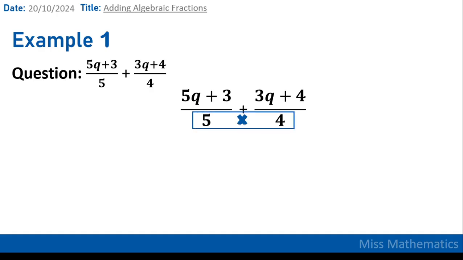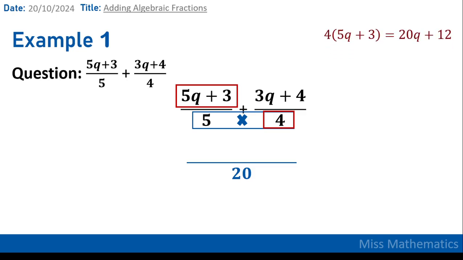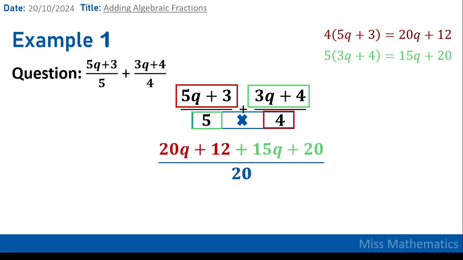So first, if we times the denominators together, 5 times 4, we get a denominator of 20. Then you have to do 4 times (5q + 3). This is cross multiplying. So if you expand those brackets out, you get 20q + 12. Then you cross multiply the other way, so 5 times (3q + 4), and you get 15q + 20. These are our numerators, and we can easily simplify this. So 20q plus 15q is 35q, and 12 plus 20 is 32, all over 20, and that is your answer. See, not as hard as it looks.